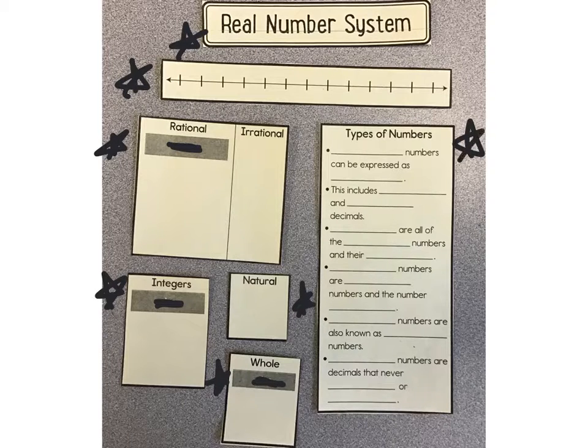And then you also have the types of numbers, which is going to be where we fill in some blanks to talk about the different types of numbers in the real number system. So what I want you to do now is grab your blank sheet of paper, and I'm going to show you how to attach these parts and where they go.